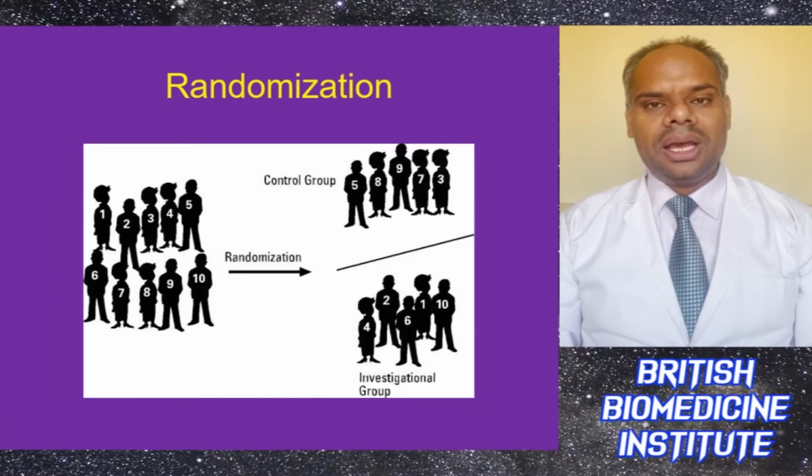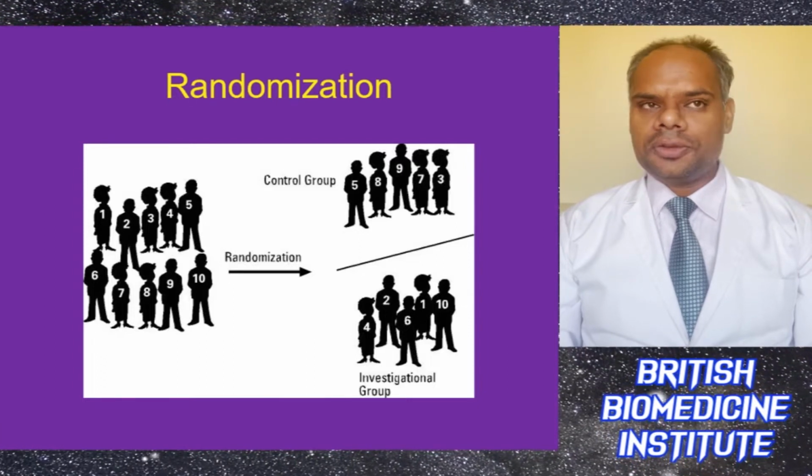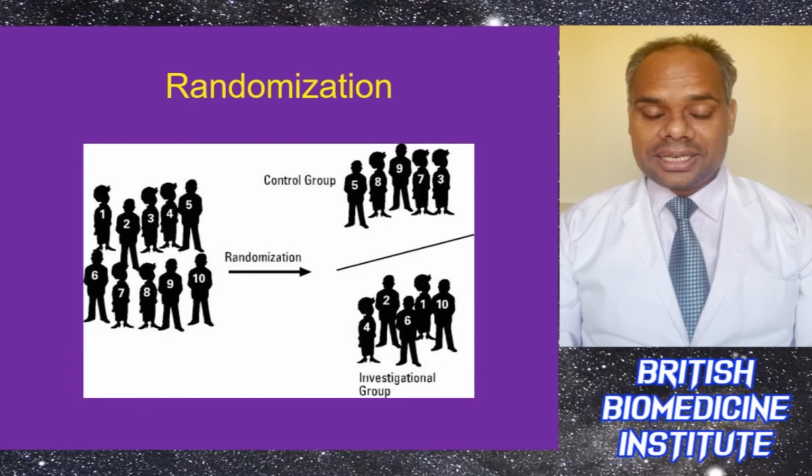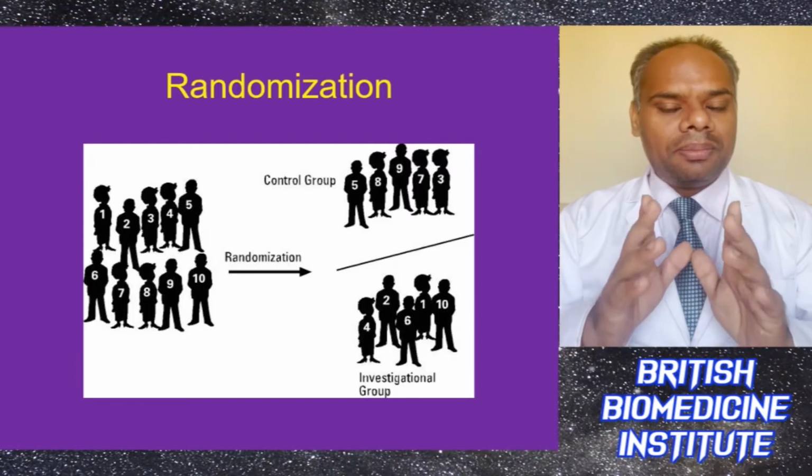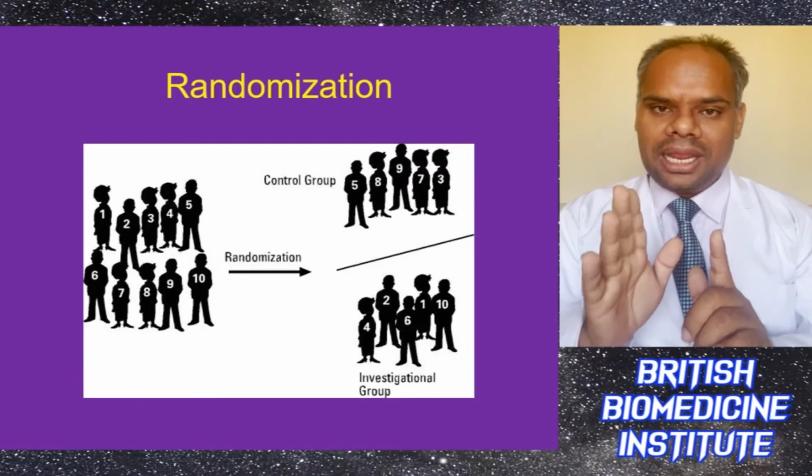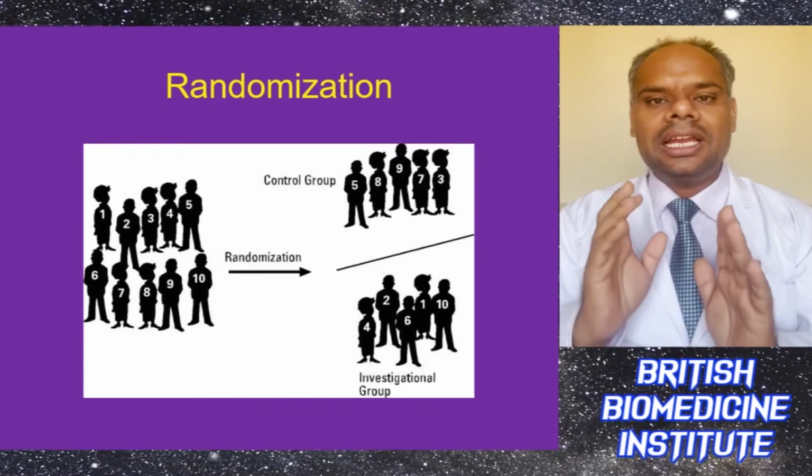Randomization is basically a step, as visible in this photo. Here we are randomizing a group of people. Suppose there are 10 subjects, then 5 patients will get the main medicine and 5 will get the placebo.